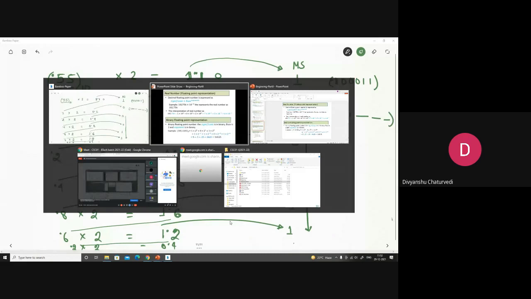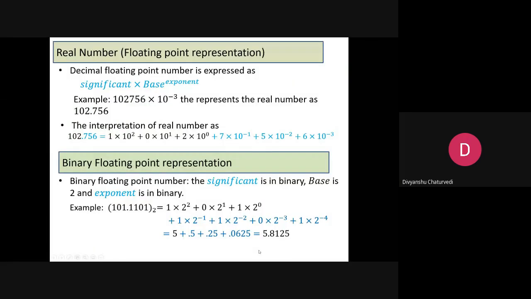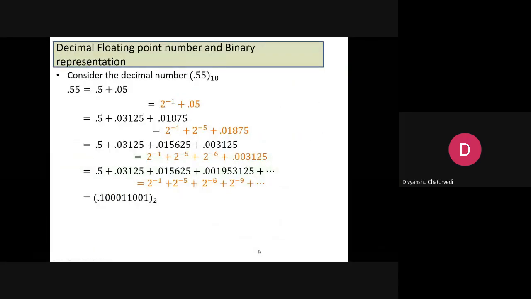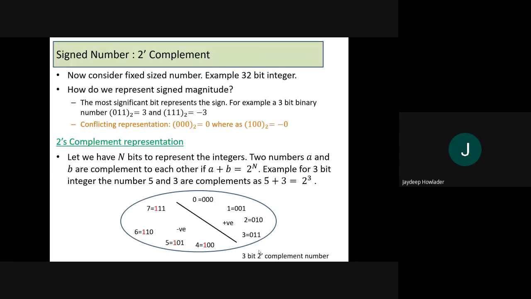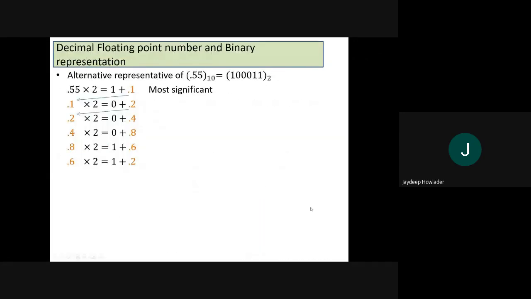Okay, sir. These slides are also there for you. In our next class, we'll try to understand the sign number. So far we have understood what the real numbers and integer numbers are, and then how we represent the sign, meaning positive and negative, in a fixed size representation.